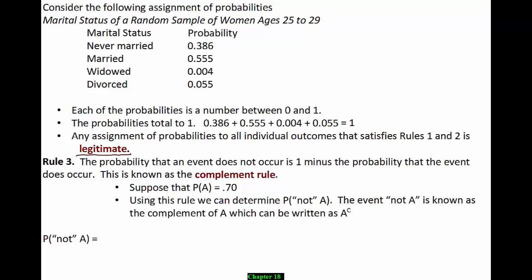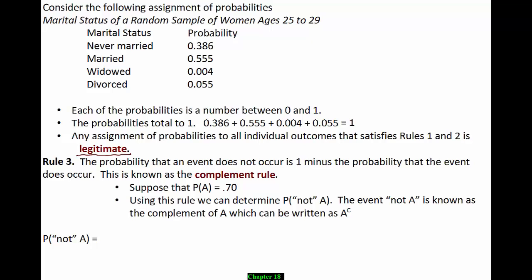The third probability rule is the complement rule. And this is about the probability that an event does not occur. And to compute the probability that an event does not occur is 1 minus the probability that the event does occur. So suppose the probability of A is 0.7.